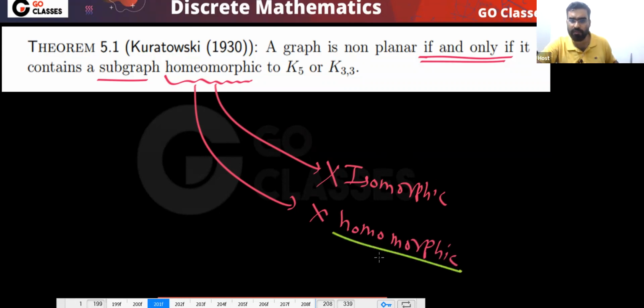This is out of syllabus, so you don't have to worry. So we will not worry about this. But I am saying that this is different. Homeomorphic is different from homomorphic and isomorphic.